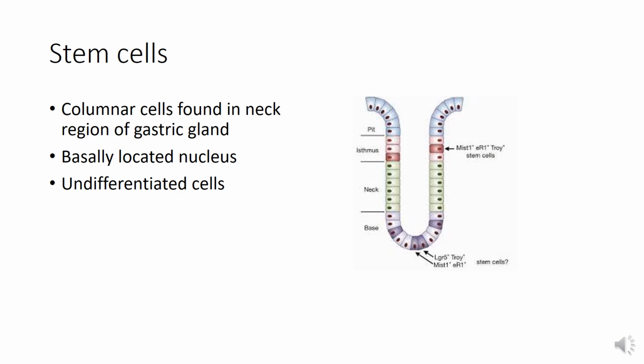Last but not the least, the stem cells. Stem cells are columnar cells found in the neck region of the gastric glands, and each stem cell has a basally located nucleus, but the cell organelles are unremarkable except for some ribosomes. The stem cells are undifferentiated cells that divide continuously to produce daughter cells, which differentiate into different types of specialized cells lining the gastric glands, gastric pits, and luminal surface of the stomach. In this way, a constant turnover of the cells of the gastric mucosa is ensured.